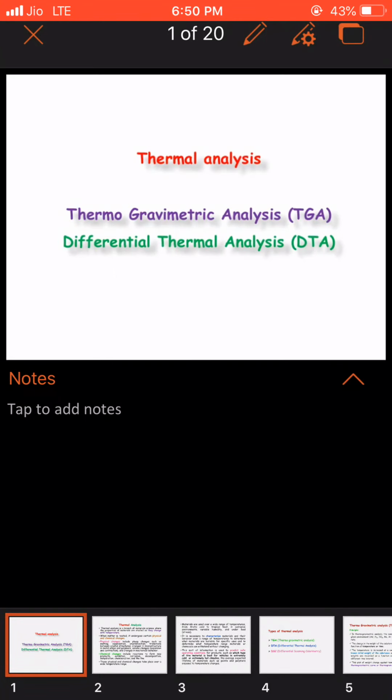In the fourth unit, that is instrumental methods of chemical analysis, we have this last topic, thermal analysis. We have previously seen spectral analysis and then chromatographic analysis. This is the last one, thermal analysis.